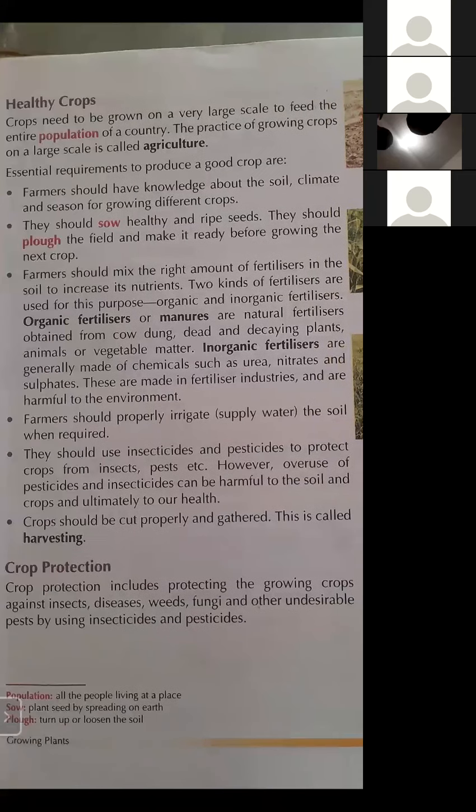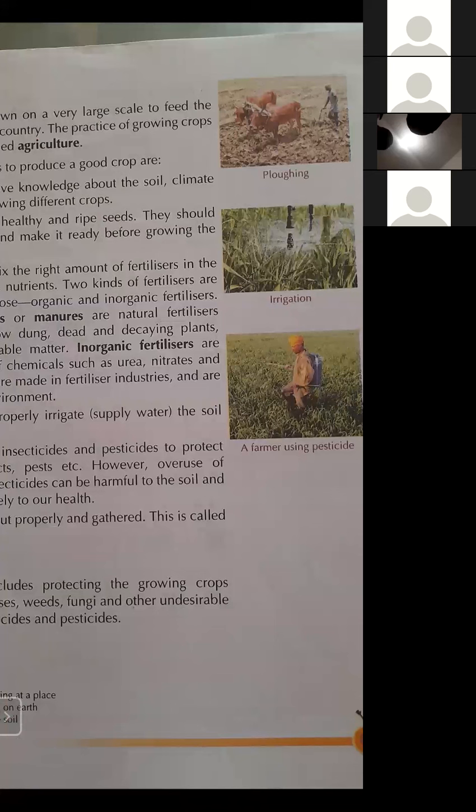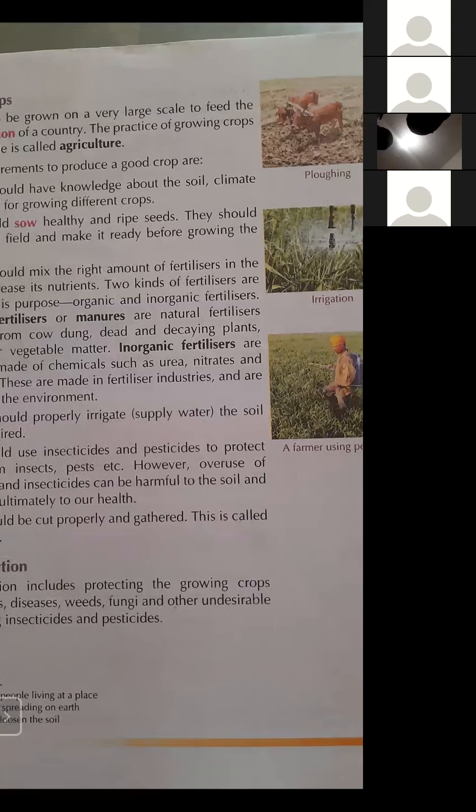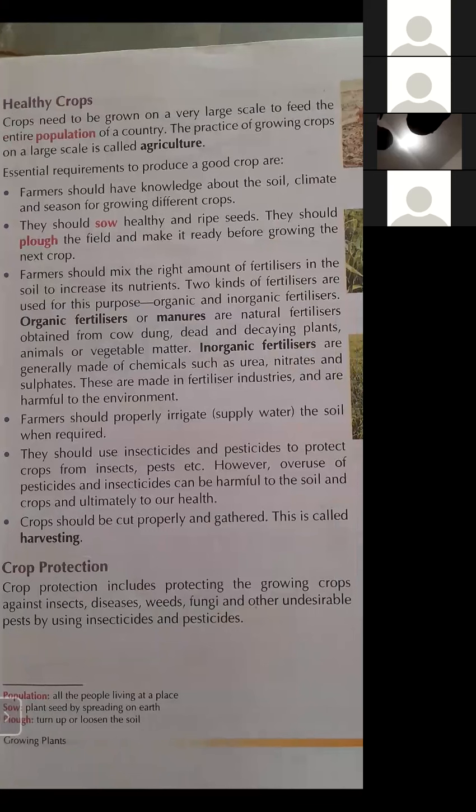There are some different methods by which we can do irrigation. Irrigation is to supply water to the field for their crops. In simple words, giving water to the plants in the field is known as irrigation. They should use insecticides and pesticides to protect crops from insects and pests. There are some harmful insects and pests which can totally damage the crops. So to protect the crops from pests and insects, farmers should use insecticides and pesticides.